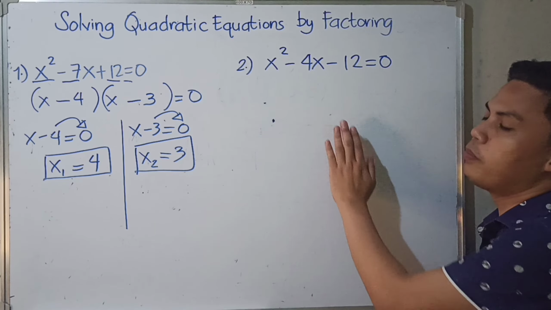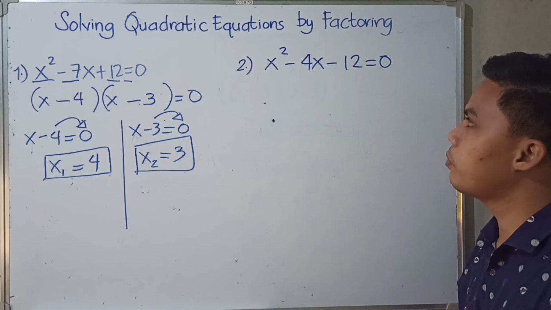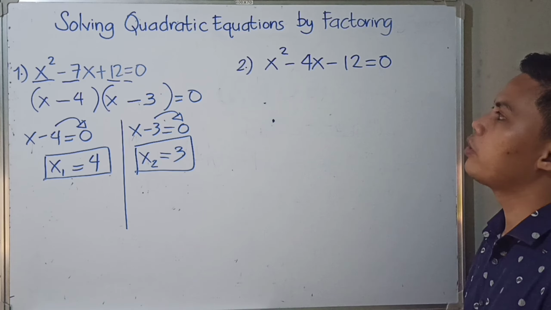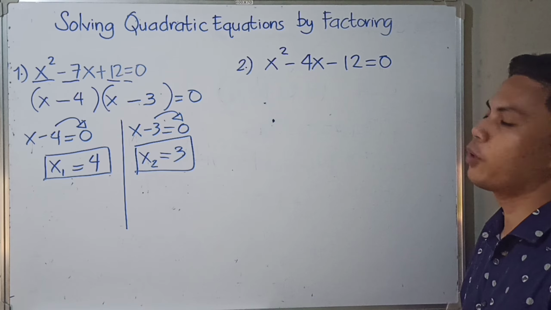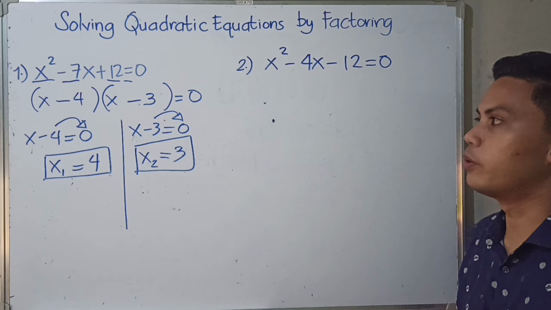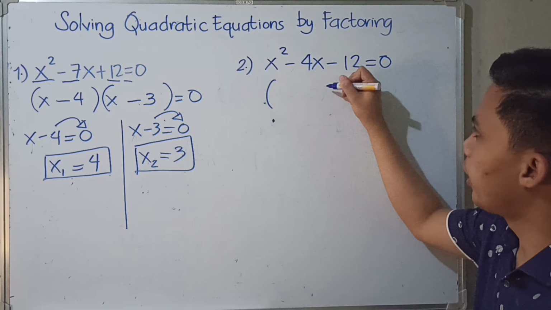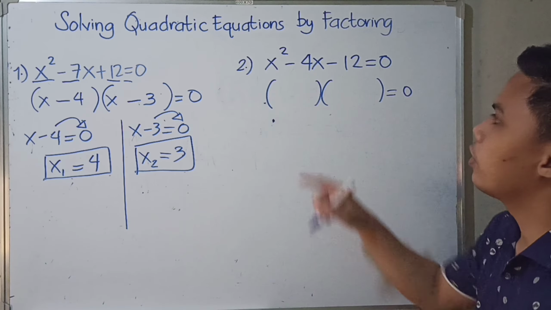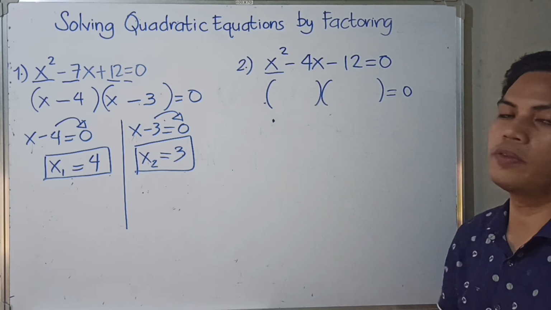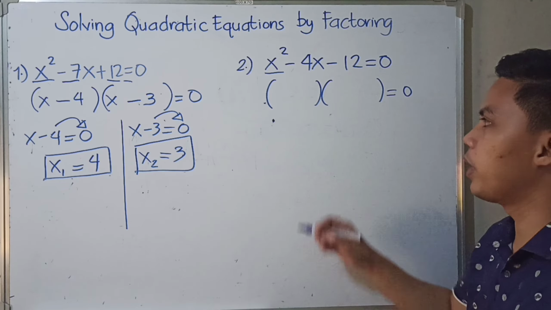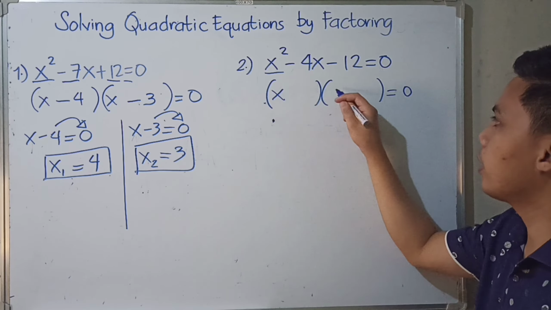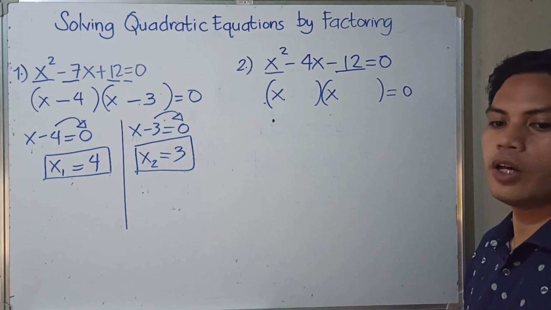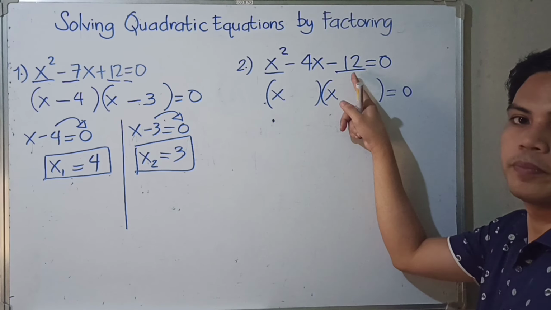Let's have now problem number 2. So, sa problem number 2, we have x squared minus 4x minus 12 is equal to 0. So, again, we need to get first the factors. So, square root of the first term, square root of x squared would be x. So, we have x and x. So, now, focus with the last term.